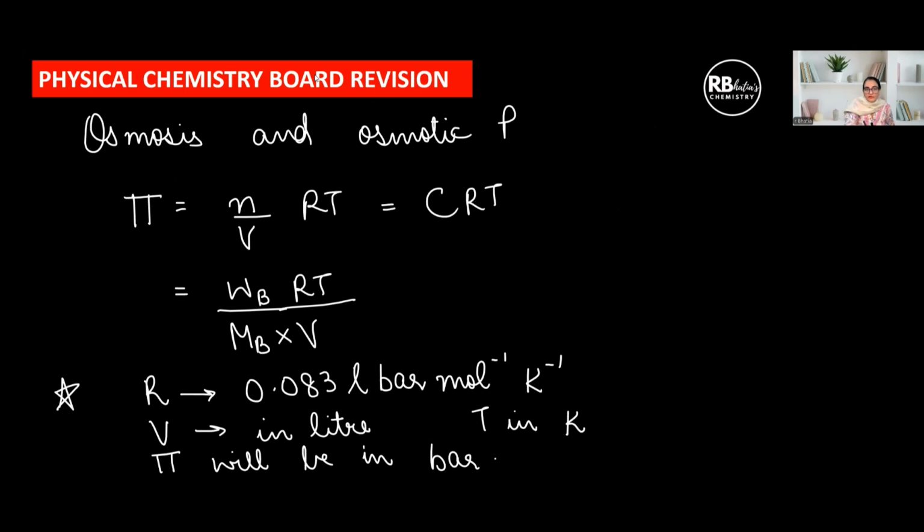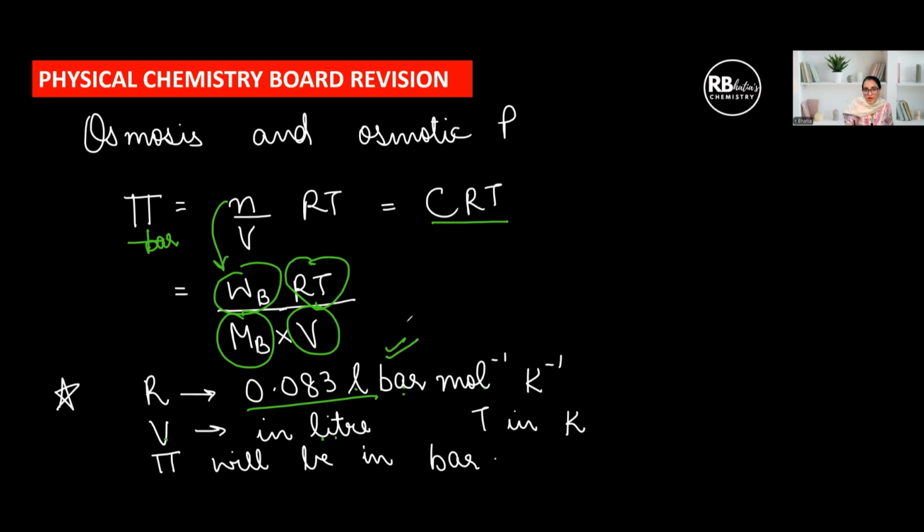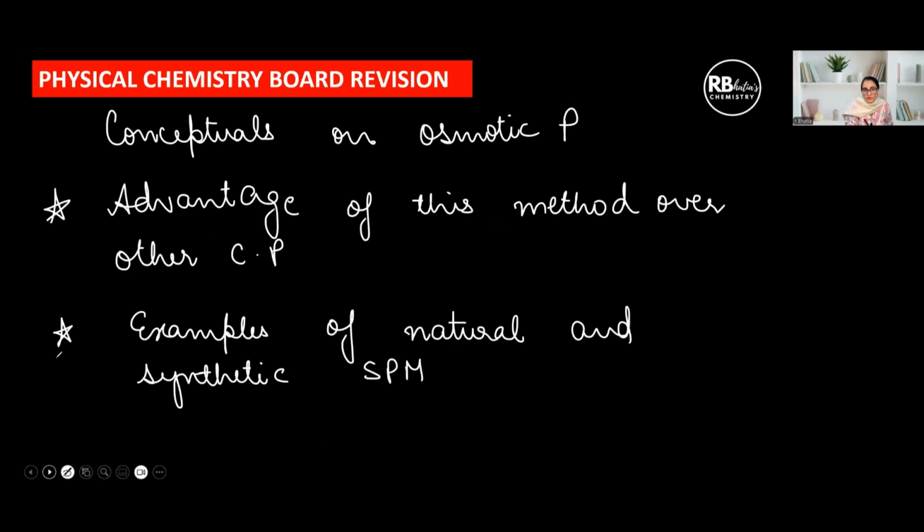Osmosis and osmotic pressure, the last colligative property. Pi is equal to n by V RT, that is CRT. What is important? You know these. For n is WB upon MB, this is V, and this is RT. What is important here is to remember the units. If you want the answer for pi in bar, R is 0.083 liter bar per mole per Kelvin. Volume in liter. Please remember, not in cc, in liter. Why? Because of the unit of R. Here V has to be in liter and pi will come out to be in bar. Please be extra careful about the units being used.